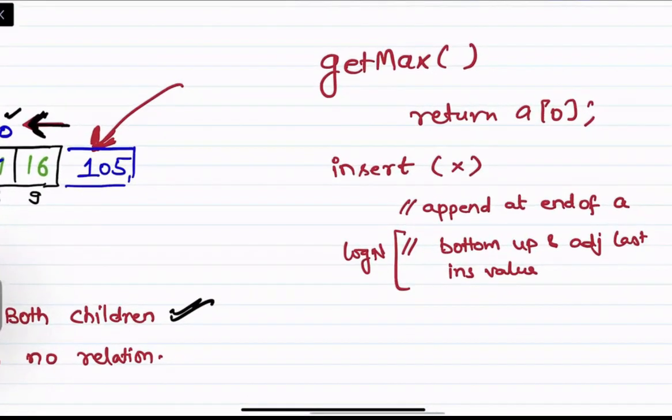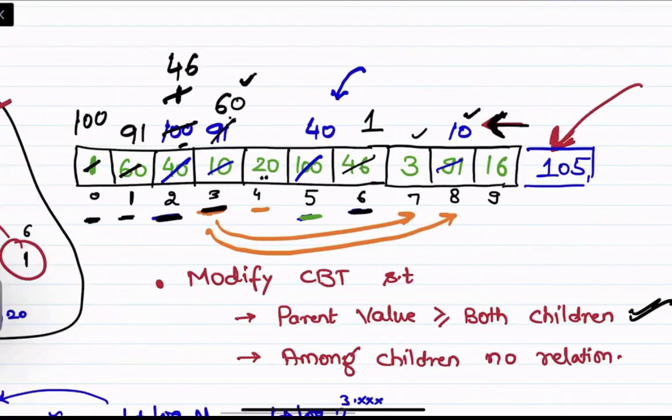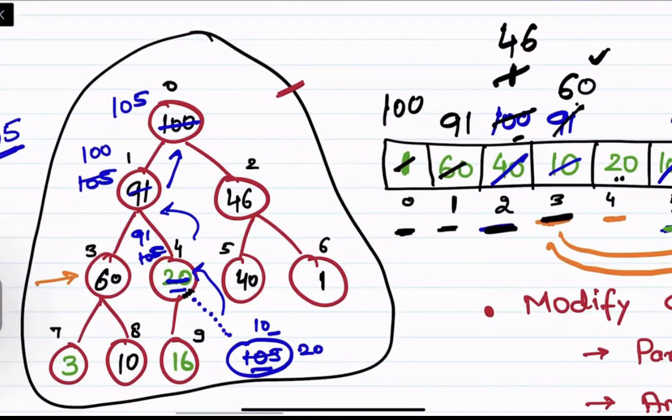Okay, getting max is constant time. Inserting is log n time. Now imagine I want to delete the maximum value. What is the maximum value in this tree? Yes, 105. I want to delete it, get rid of it, and after that I also want restructuring to happen.